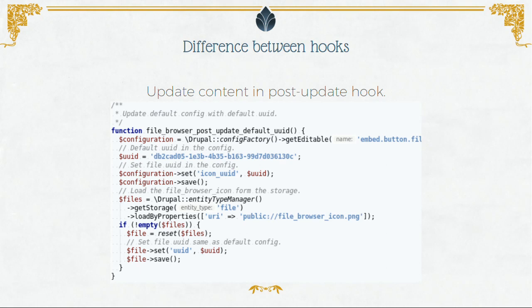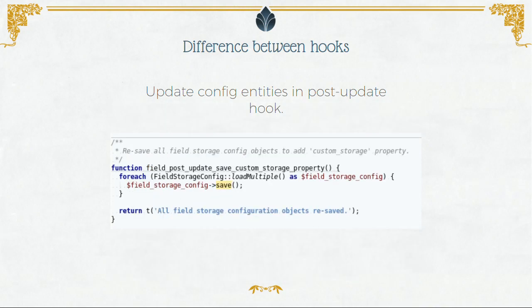This is a contrib example. There is a file browser module, and in that we import some config during installation and add some images as well. There is no UUID for the image. So in this specific scenario, we are loading the file from the file URI and updating the field UUID in the config.